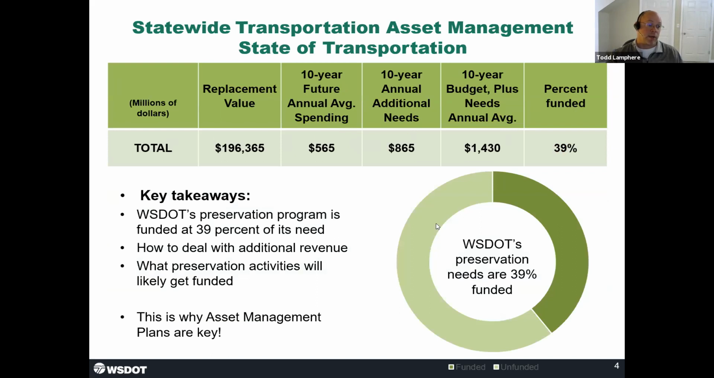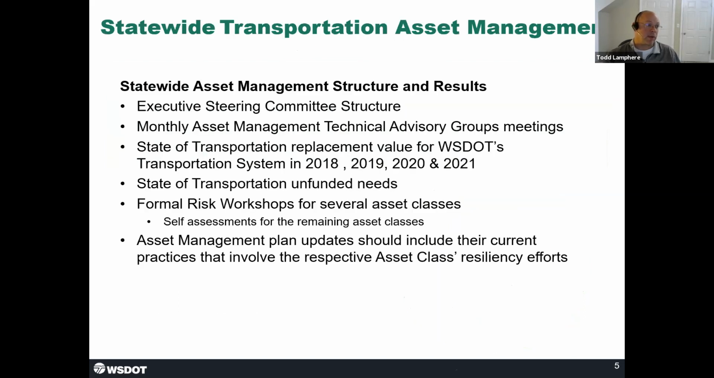And like you can see, this information has given us data and a little bit more precise ability to talk about what our needs are for maintenance and preservation. That's why your plans are key, and how it leads into trade-offs for resiliency and for risk. So some of the structures here, we've got an executive steering committee structure for each of those 4 groups. The technical advisory groups meet monthly or as needed. And as I said, we've updated those numbers 3 or 4 times with unfunded needs.